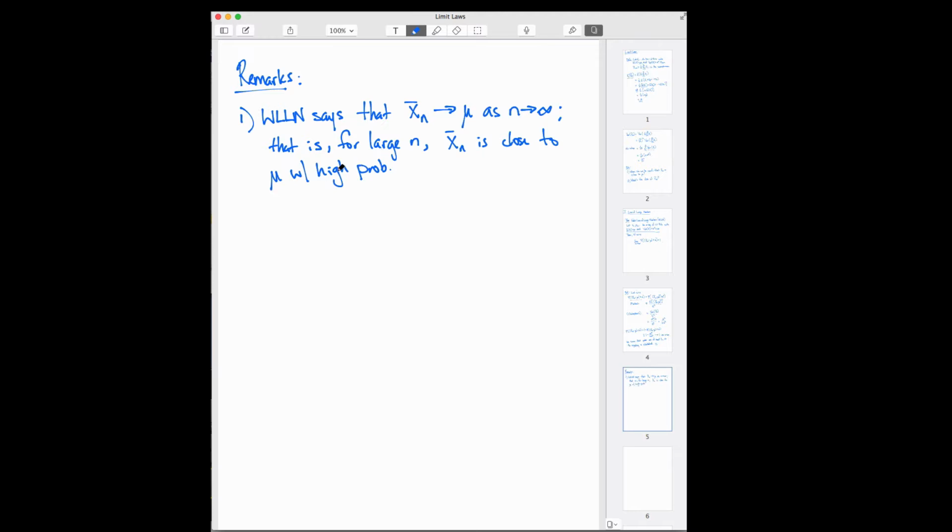And so it's good to understand intuitively what this is saying. So it basically says that the sample mean is going to be close to the population mean with high probability for a large enough sample size. But what the weak law does not say, so the weak law does not say that the sample mean stays close to this population mean.